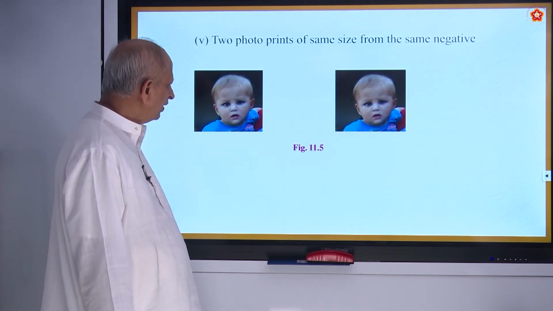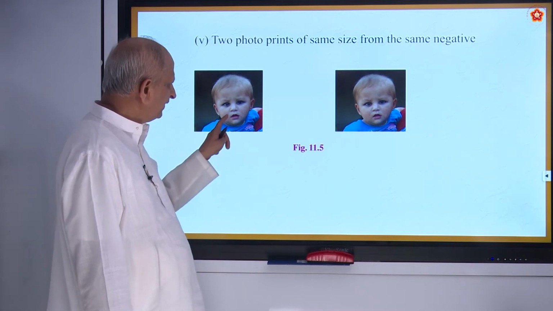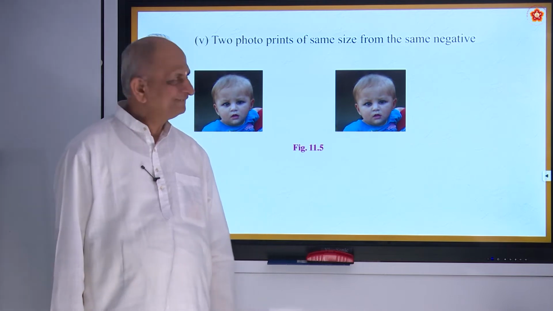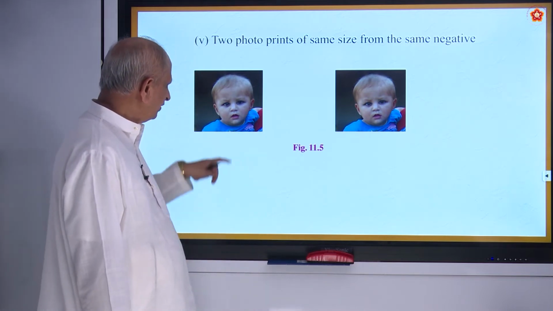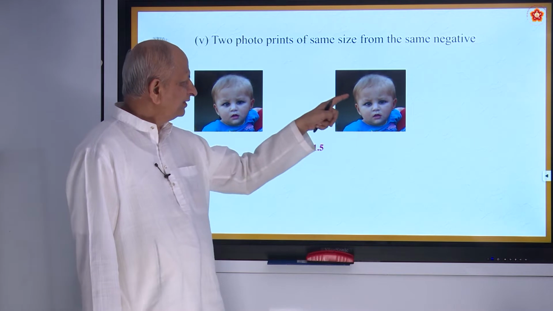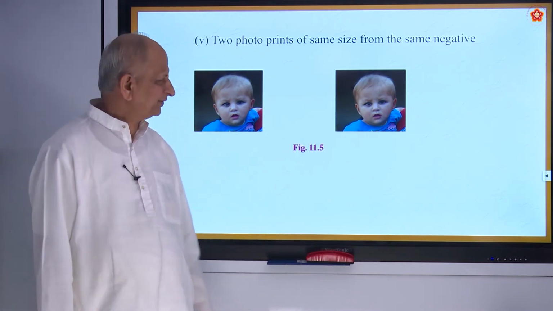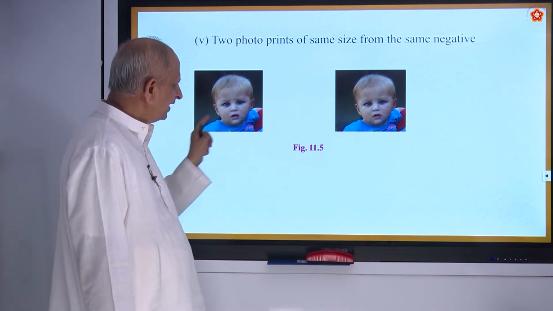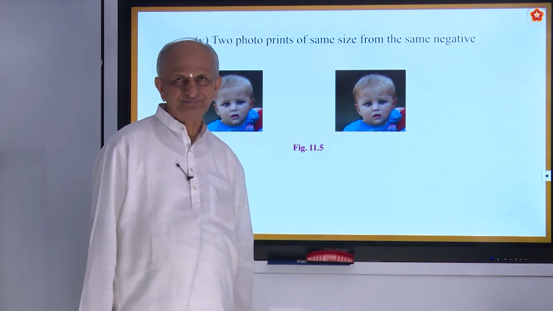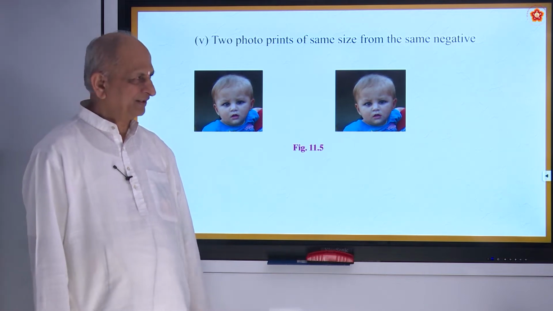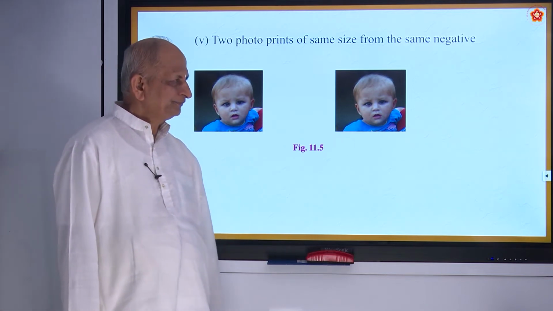And now one more, two photo prints. See the kids, same kid here. Here one is negative, another is real photo. So negative and real photo will be of the same size and same shape. In photography, that is one of the interesting things you can see.